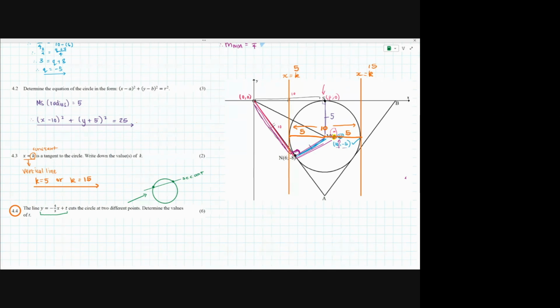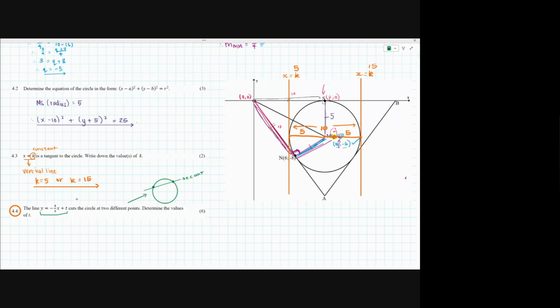A line that touches our circle once is a tangent. A line that touches our circumference and doesn't go beyond the bounds of our circle is called a chord. Okay, it's not something you need to stress about right now. We need to stress about the secant situation that I've drawn. Okay, I've also drawn it with the wrong gradient, but you get the picture. Okay. Determine the values of t.